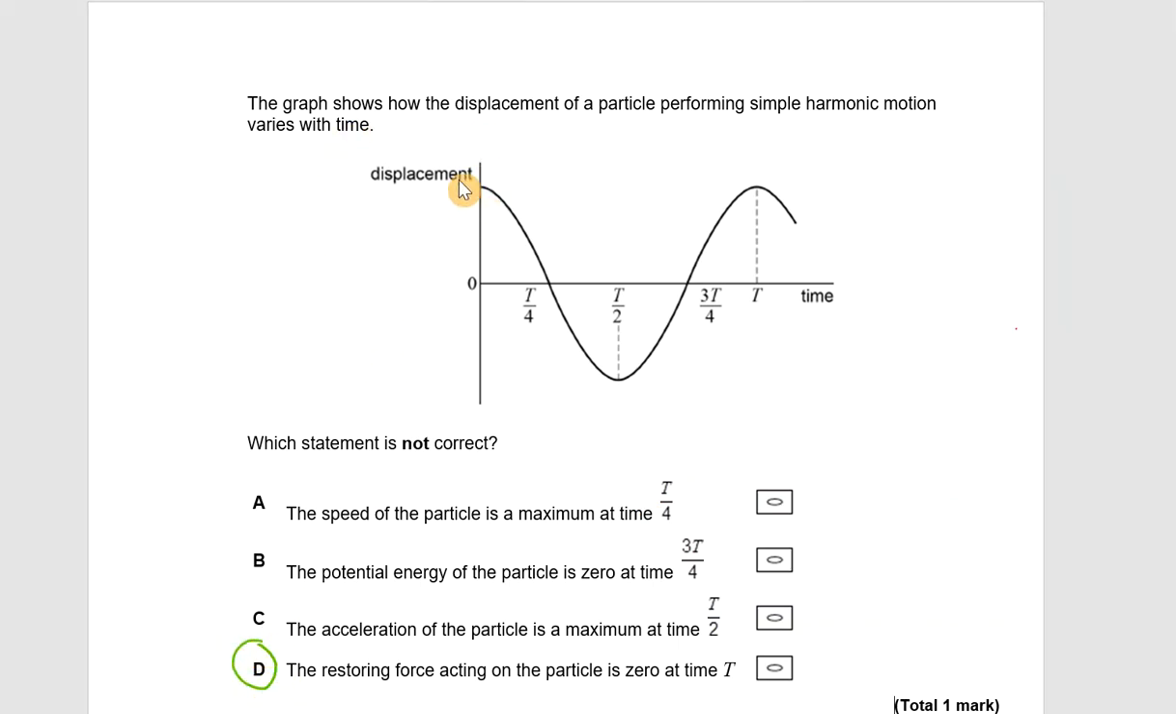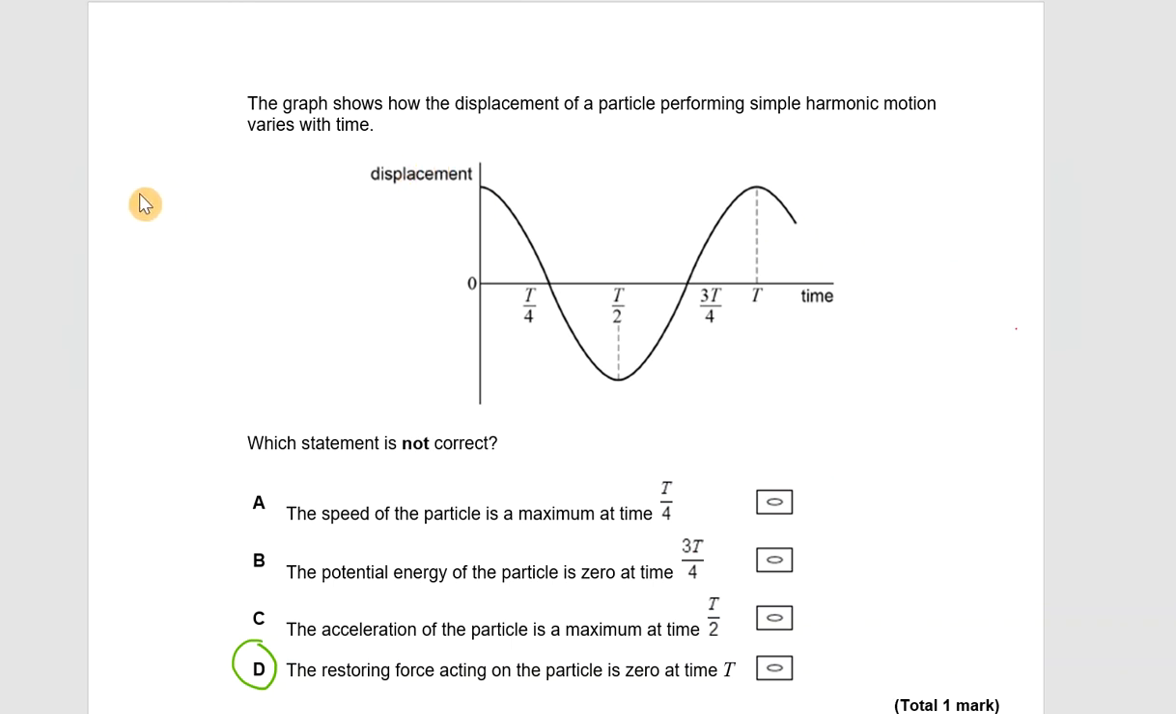Okay, so the graph shows how the displacement of a particle performing simple harmonic motion varies with time. Which statement is not correct? And there's lots of statements about speed, potential energy, acceleration, and restoring forces. So let's have a look. I'm going to explain this question by drawing additional graphs on here.